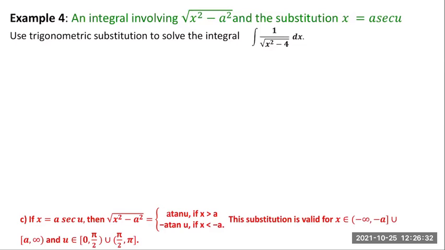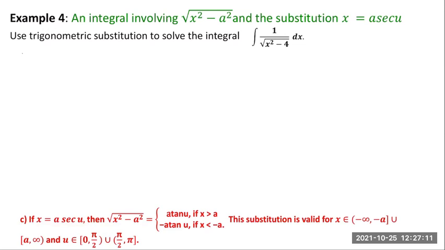All right, here is the next example that I want to go over. Use trigonometric substitution to solve this given integral. First of all, what kind of substitution would go with this integrand? Notice that you have square root of x squared minus 4. You can view this 4 as 2 squared. That means this takes the form square root of x squared minus a squared. If that is of the form square root of x squared minus a squared, this is the substitution: x is equal to a secant u. I'm going to go with that substitution.